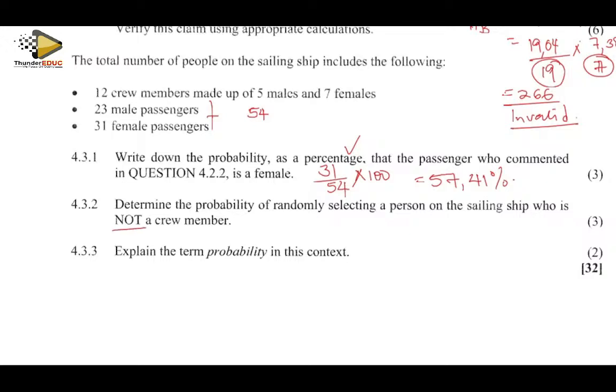Determine the probability of randomly selecting a person on the sailing ship who is not a crew member. Now here we are looking at a person. So how many people do we have? We have the crew members and everything. So it's simply meaning the total population here is going to be 54 plus 12, which is 66, over a person not a crew member. So out of the passengers, we get the answer there as 9 out of 11.